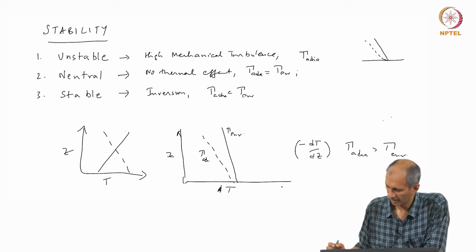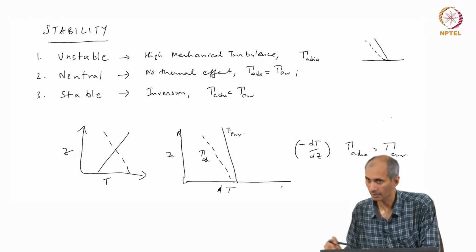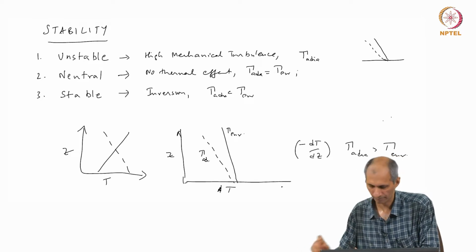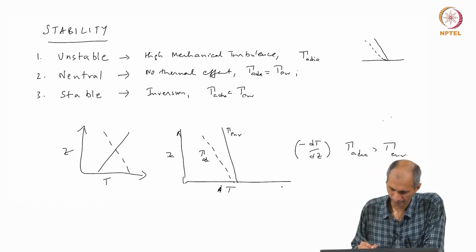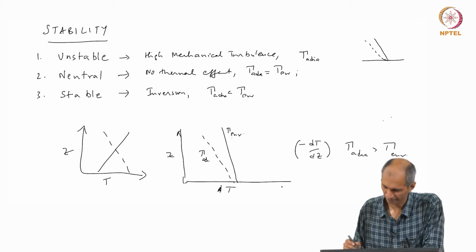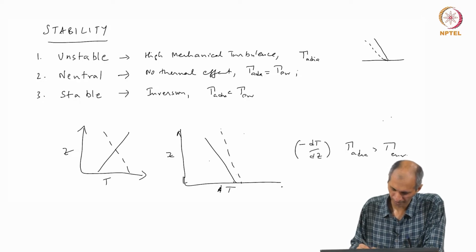So how does this affect pollutant transport? We started discussing this a little bit last class. Excuse me, sir. Sir, in the first graph, again, temperature of environment is greater than temperature of adiabatic. Oh, sorry. This is the other way around. You're right. Yeah, so this is correct.